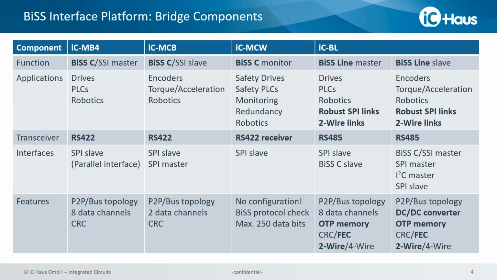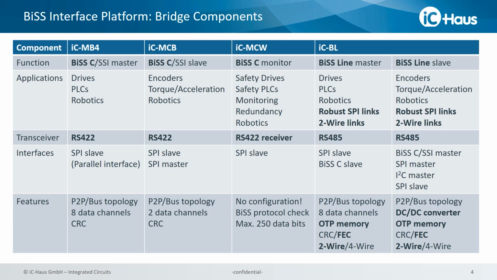All right, now let's take a closer look at the bridge components for the BiSS interface platform. There are actually 2 groups. One is the BiSS group with our BiSS master iC-MB4, our BiSS slave iC-MCB, and our BiSS monitor iC-MCW. And on the other hand, we have a BiSS Line component iC-BL, which can be used on both sides of the transmission line.